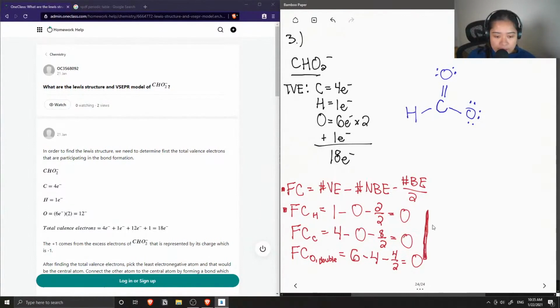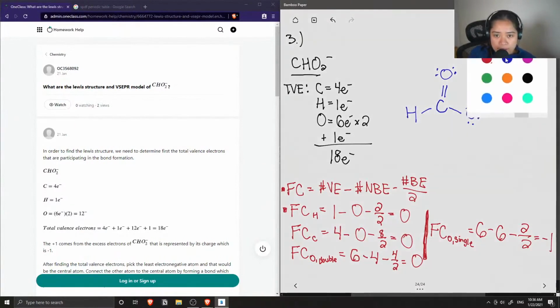Now let's do the single bonded oxygen. Oxygen has 6 valence electrons, and there are 6 non-bonding electrons, and there's 1 bond to the oxygen, so we have 2 bonding electrons divided by 2. So we can see here that this oxygen will carry the negative charge. I'll just label that in.